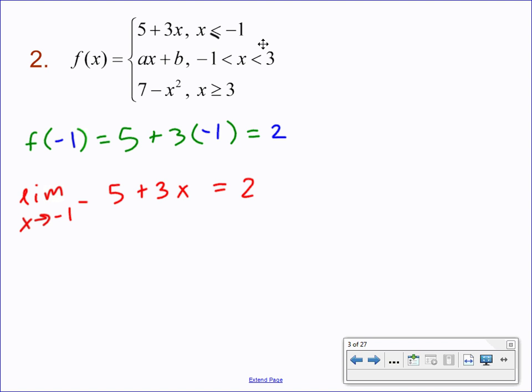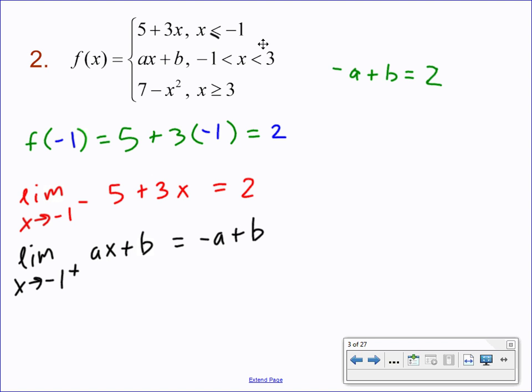Now I have the second limit. As x approaches negative 1 from the right, I'll use the ax plus b definition. Negative 1 is in the domain of my expression, so I'll get negative a plus b. Is that right? Awesome. So what do we need? We need negative a plus b to equal 2. We're good? Yes? Awesome.